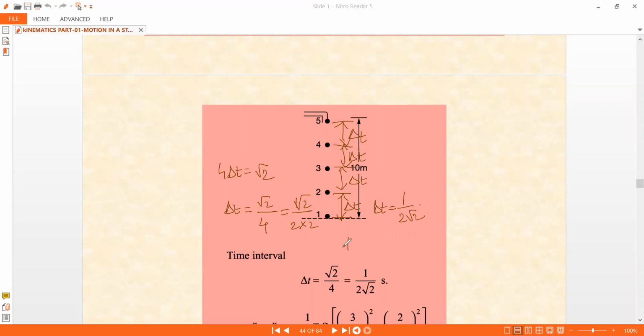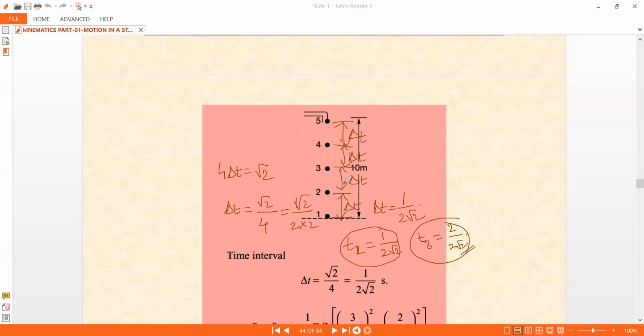Let us say t1 is the time for the first drop to come out. Then t2 is for the second drop, which would be 1 by 2√2. It takes this much time to come out. And for the third drop, it happens to be 2 by 2√2. Like this, one can calculate the time intervals at which each drop comes out.